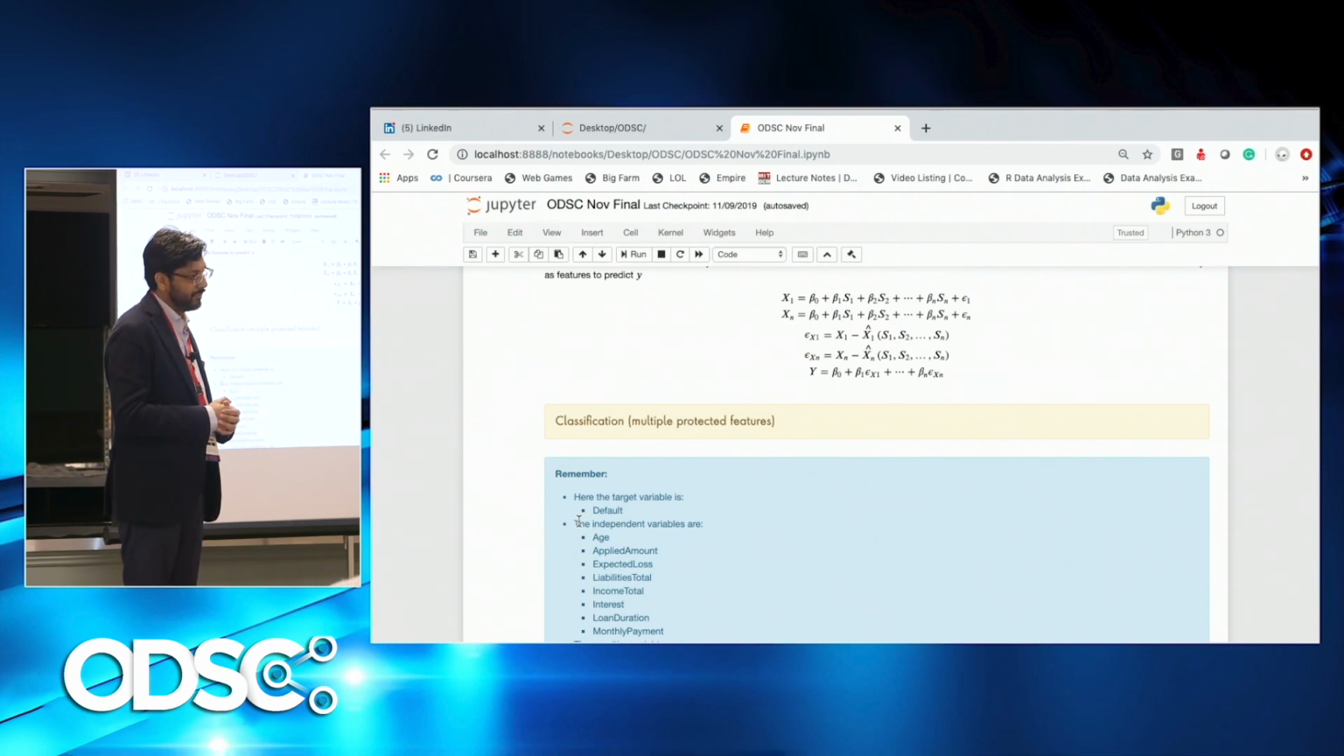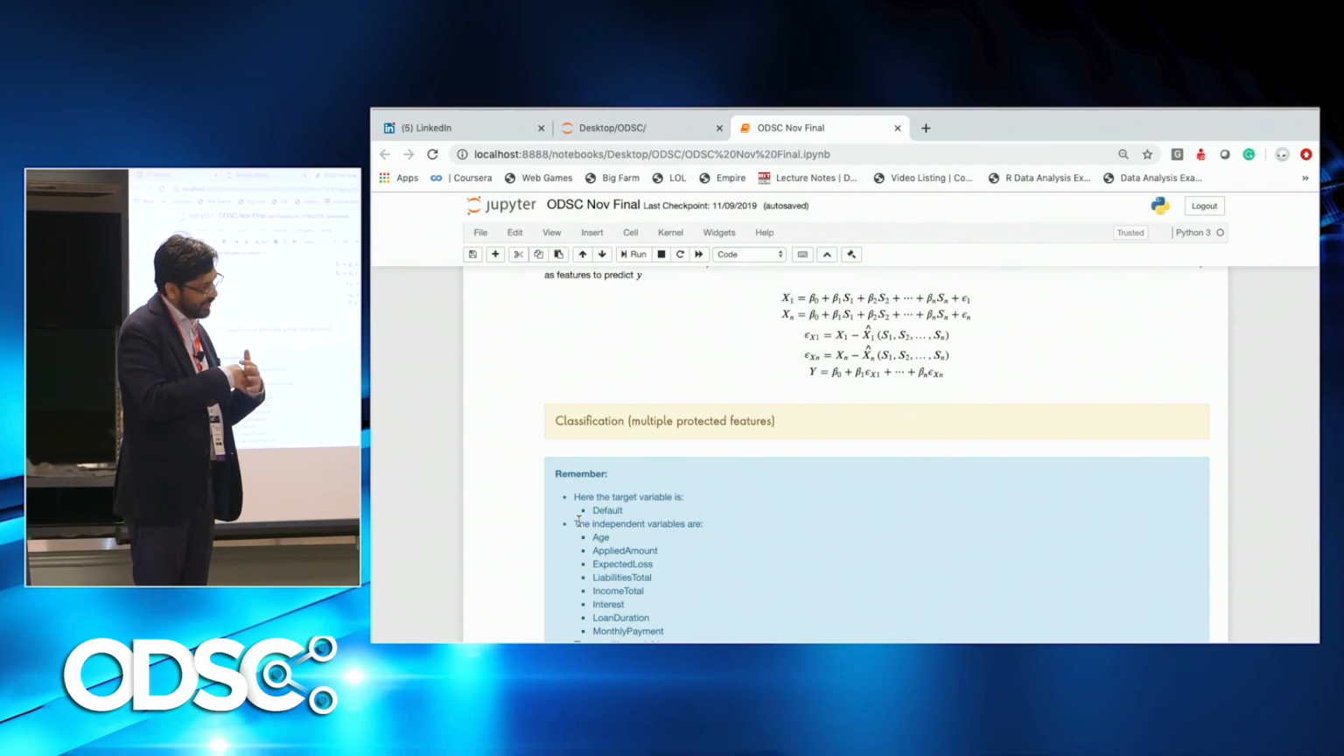Are you using only one feature? Yes, only the married column. No, they are all the features plus one protected feature, married. I have not done feature selection. I have not done anything. It's just a vanilla model.